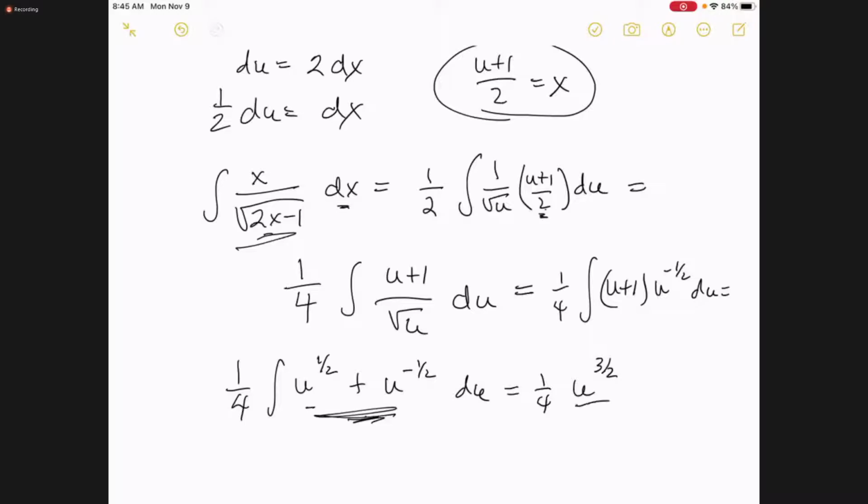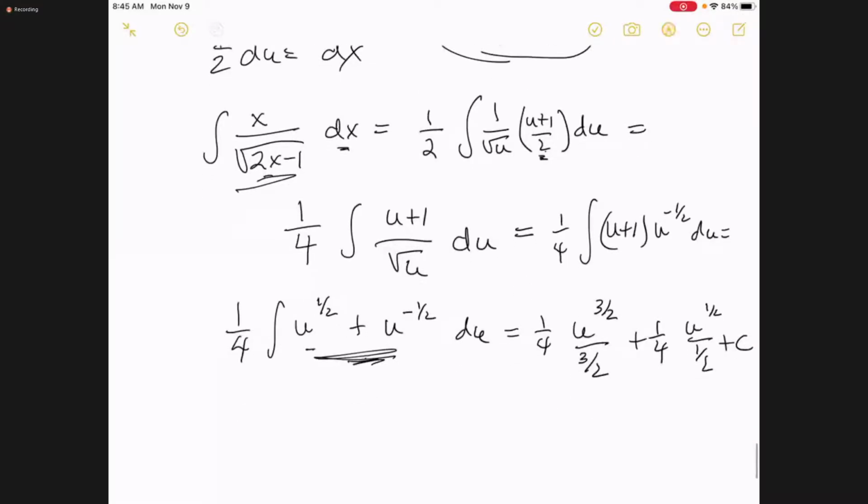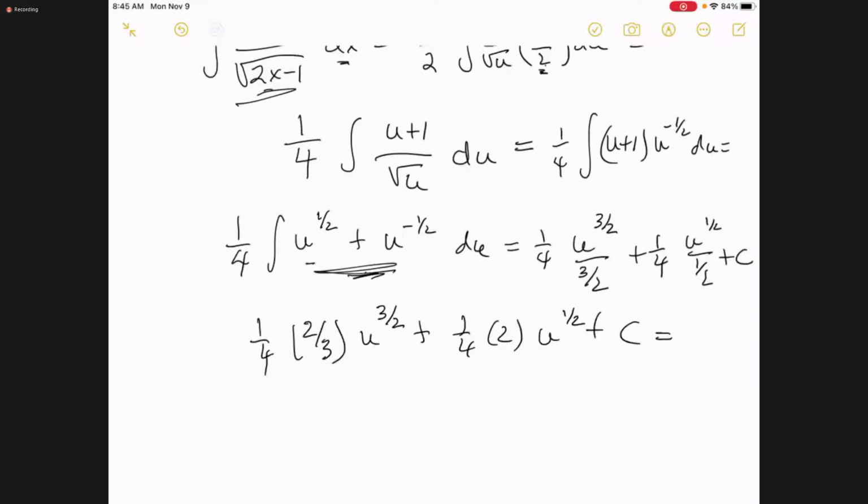1/2 plus 1 is 3/2, divided by 3/2, plus 1/4 u to the plus 1/2 over 1/2. So that's 1/4 times 2/3. 1/4 times 2, and 1/4 times 2/3 is 1/6.